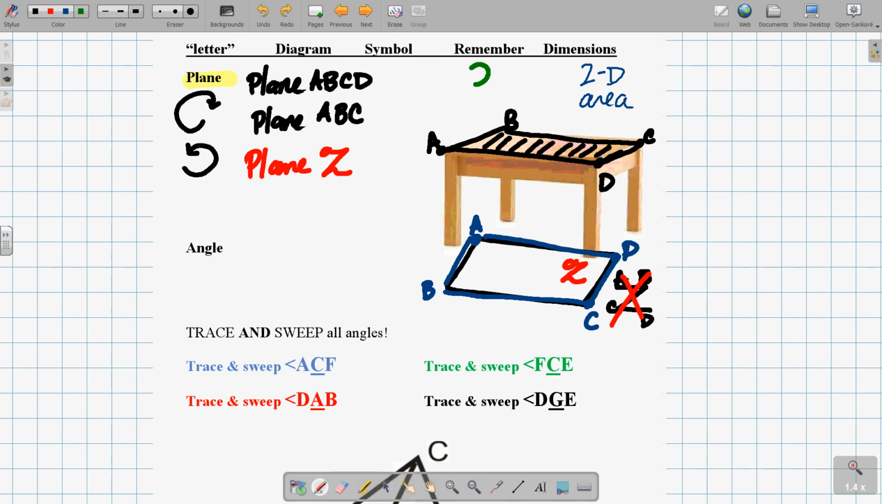Remember, when you label, you must label clockwise or counterclockwise. No Z formation. That's a plane, and a plane is 2-dimensional.